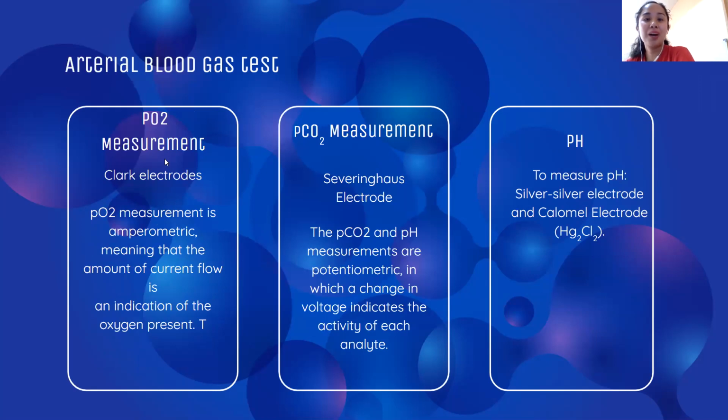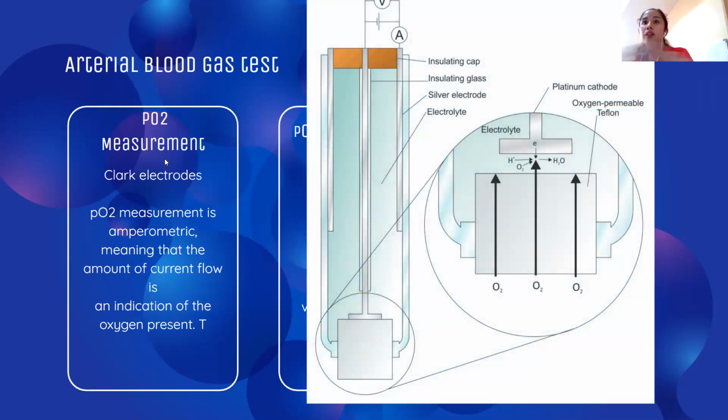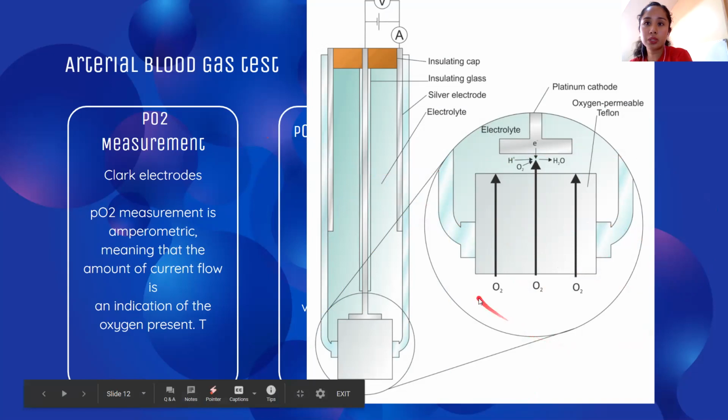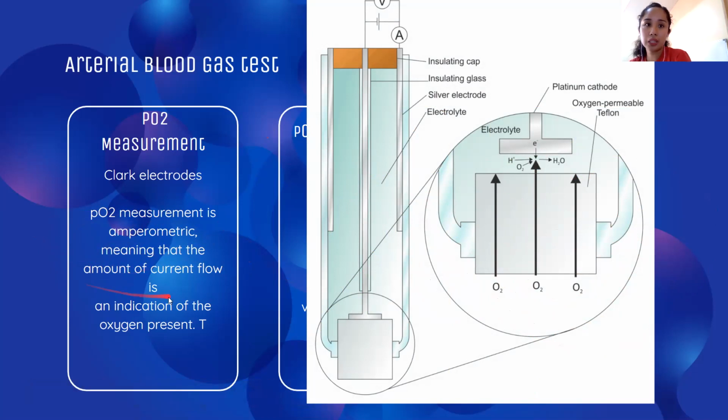So we have partial pressure of oxygen or PO2 measurement. So what we use are Clark electrodes. Honestly, I don't know what we're looking at. Since it measures O2, this is where your oxygen permeates. Once the oxygen permeates, class, the principle is amperometric. So once there is current in your electrode, that's the indication of your oxygen levels.